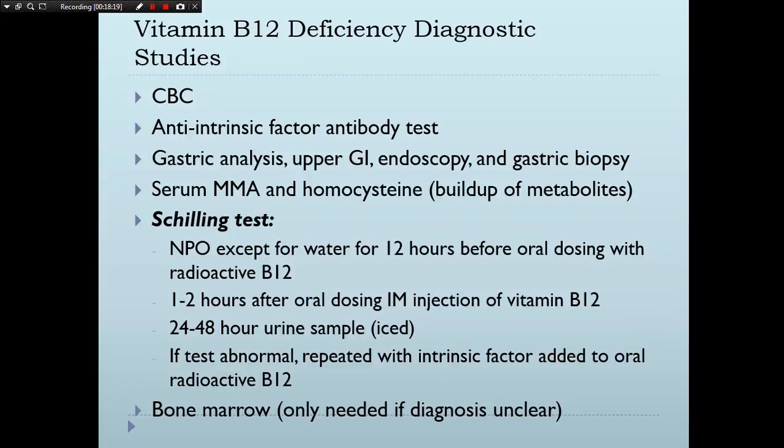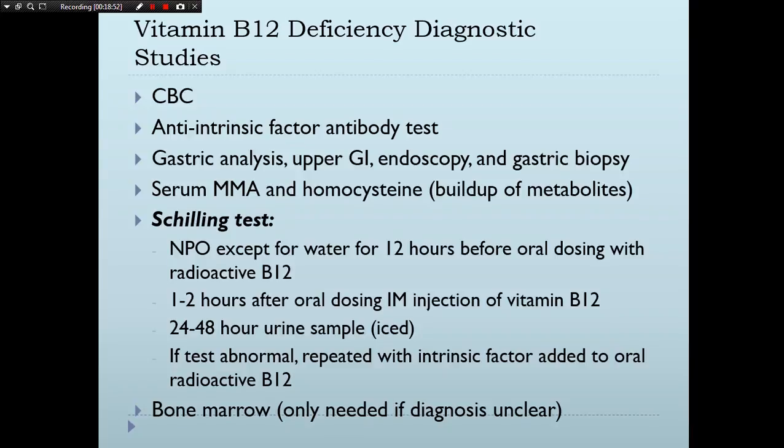There is a specific test that can evaluate the lack of intrinsic factor in somebody who's got vitamin B12 deficiency. It's a test that's not utilized now in a lot of labs because they don't have enough resources to do it. But it's going to be a 2 or 3 step test. These patients are going to be NPO except for water for 12 hours, and then they're going to get an oral dose of vitamin B12. 1 to 2 hours after this oral dose, they're going to get an IM injection of vitamin B12. And for 24 to 48 hours, they're going to collect a urine sample that they're going to keep on ice.